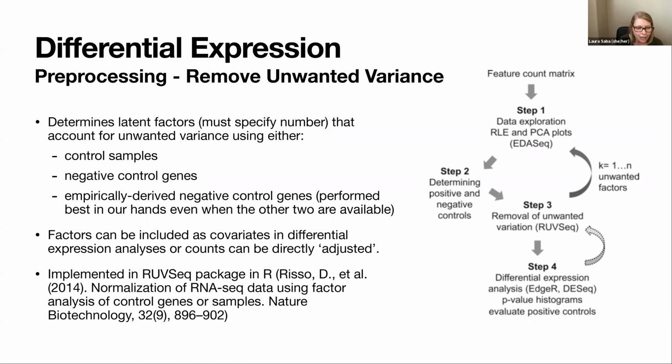The one thing that I did want to highlight before moving on too quickly is that in our hands, we have tried all three. There's 3 ways to identify the latent factors. You can use control samples or negative control genes. We've tried both of these because we have the spike-in controls, and we do a technical replicate that's shared across all batches. But the empirically derived negative control genes tend to work much, much better than the other 2 methods for identifying these latent factors, even when they're present, the control samples or the negative control genes.